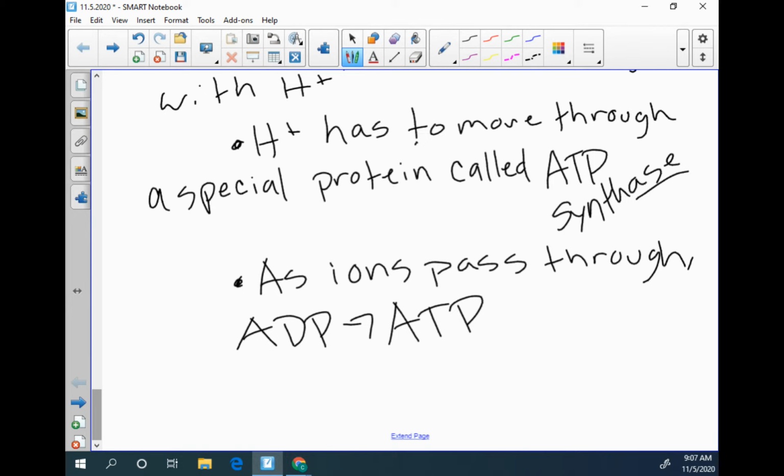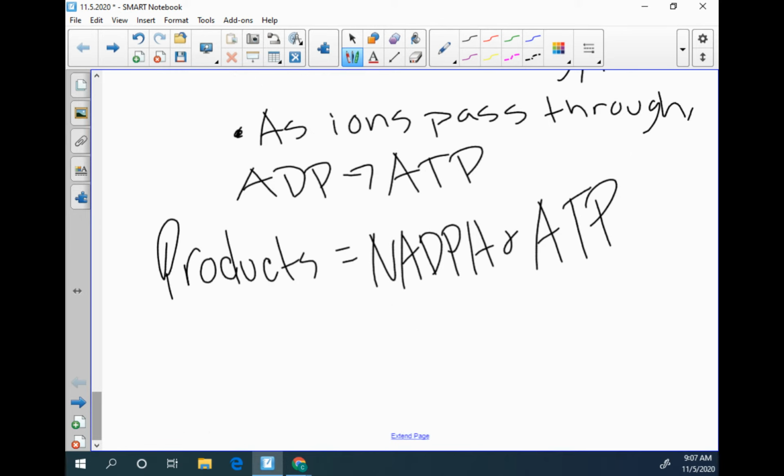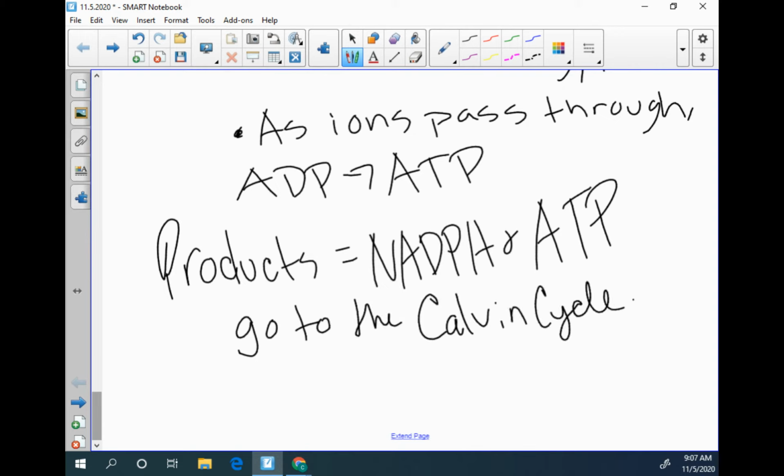So our final products for the light reactions are NADPH and ATP. And those go to the Calvin cycle, which, if you remember, is in the stroma. So it's out here already with the ATP and the NADPH. It's not in the thylakoid membrane.